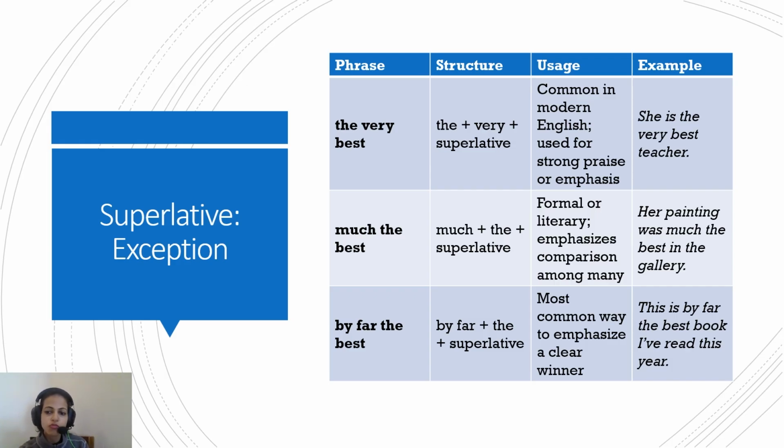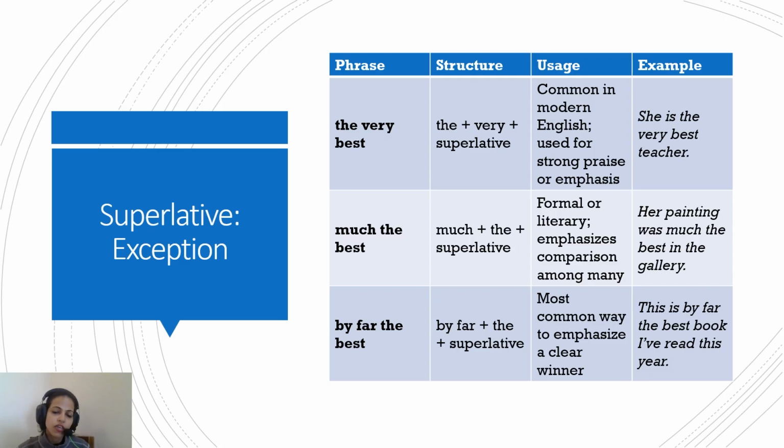So, her painting was much the best in the gallery. It doesn't sound very familiar to the ear because these days nobody speaks like that, but this is the more formal way to go about it. But with a superlative, using the and then very is again a correct way to go. So if you come across a statement like she is the very best teacher, it would also be correct, even though I've told you that with superlatives, much is used, because that's the thing with grammar.